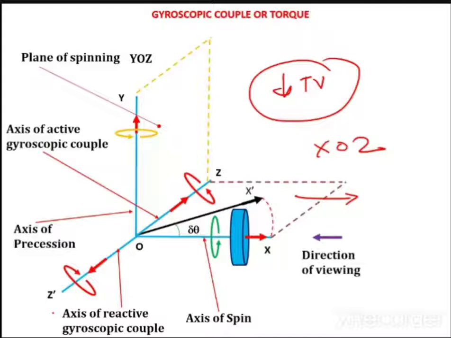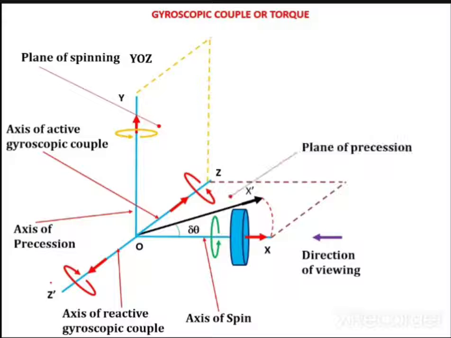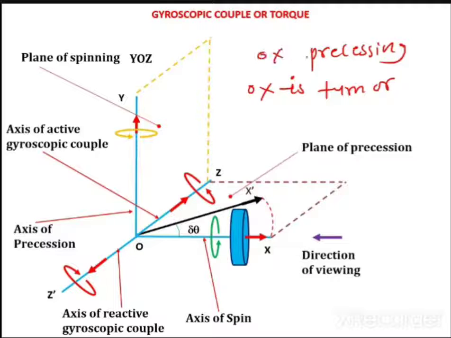What can you see in this plane? No? Okay, so this plane is called the plane of precession. Meaning what? This axis OX is turning or precessing. See, this axis OX is turning or precessing about OY.